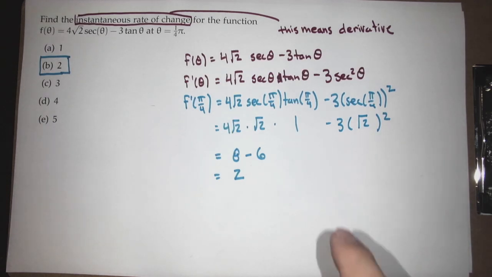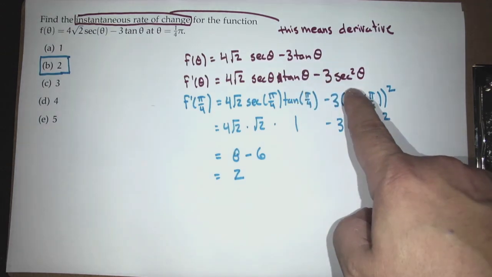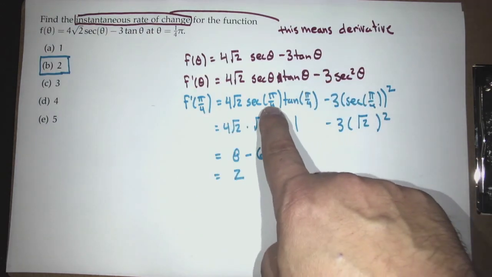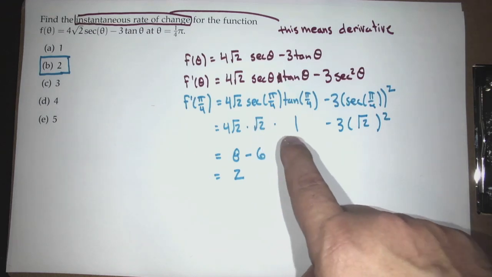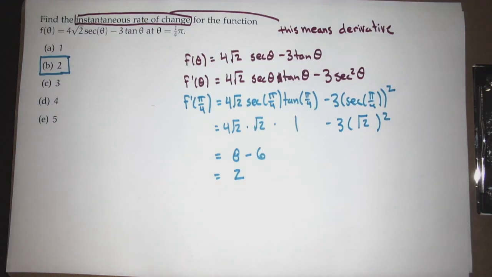All right, so derivative of secant, secant tangent. Derivative of tangent, secant squared. And you plug in your point, pi over 4. Secant of pi over 4, square root of 2. Tangent of pi over 4 is 1. And you work it out. So, fairly straightforward. This is the kind of level of computation that we're hoping for on the multiple choice on the exam. Not a ton, but a little bit. And so, you should be able to do that.